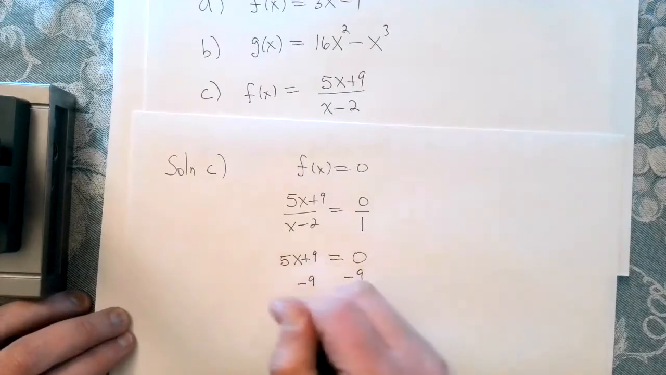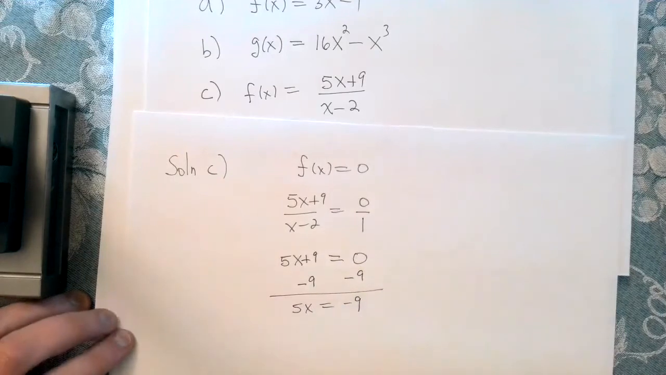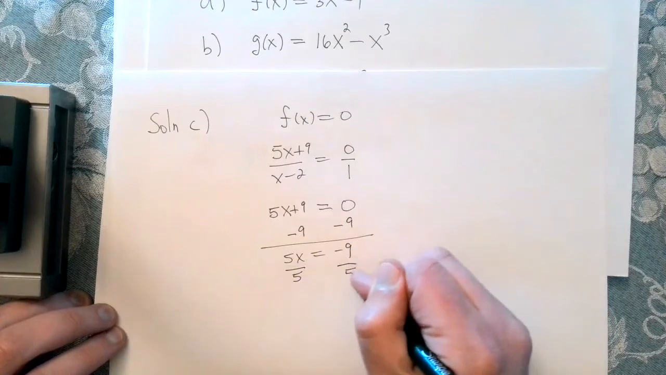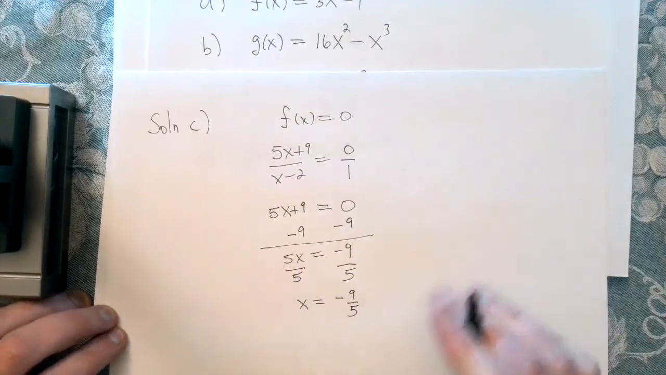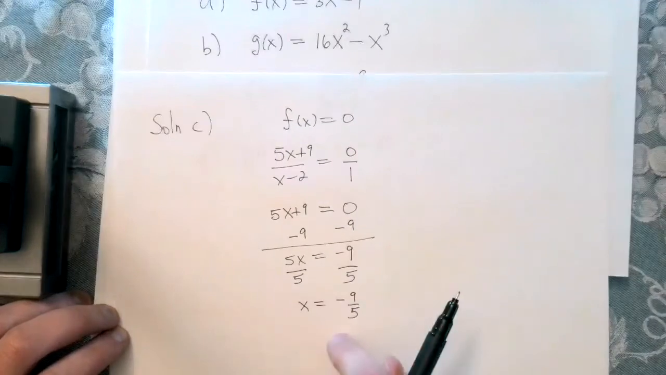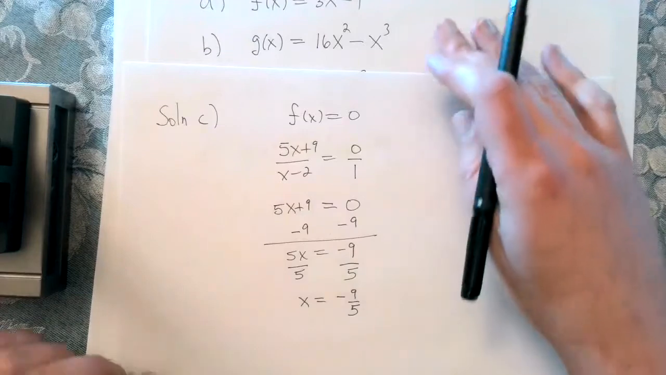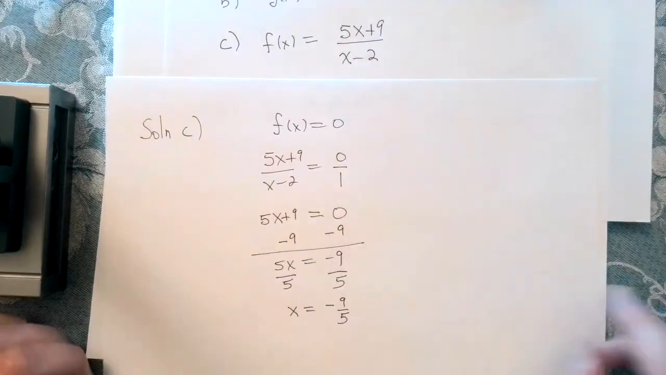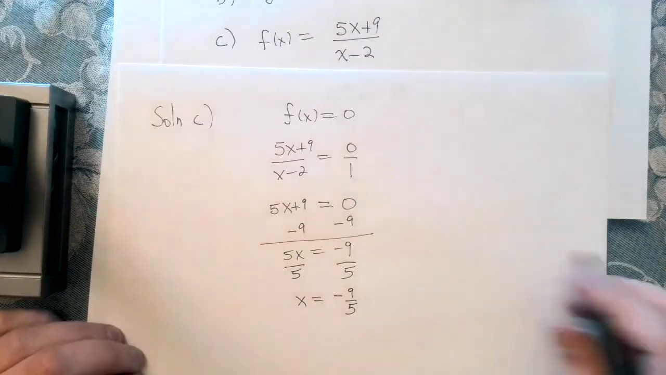Okay, so we subtract 9 from both sides. So we've got 5x is equal to minus 9. And then we divide both sides by 5. And so x is negative 9/5. So that's my 0 of the function. Notice that 2 is not a 0. 2 is the value that makes the function undefined. The 0 is negative 9/5. And I'll leave the check as an exercise.